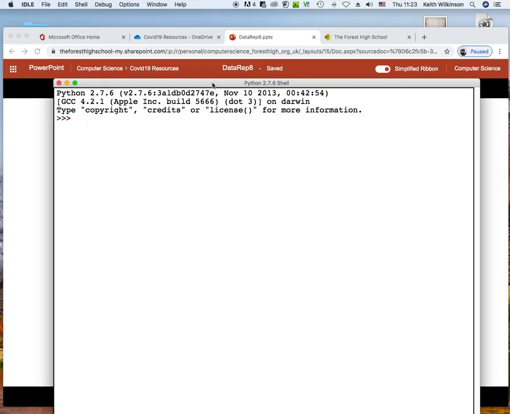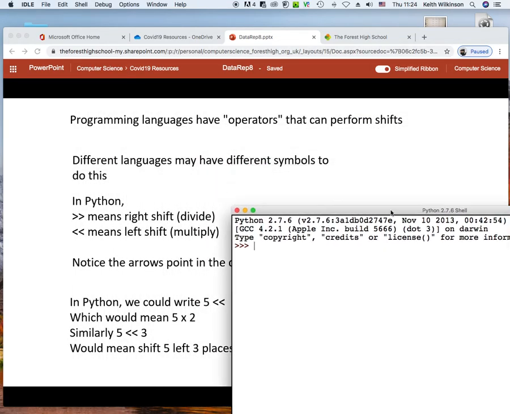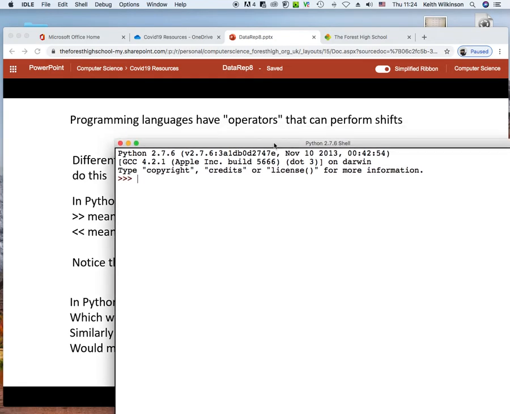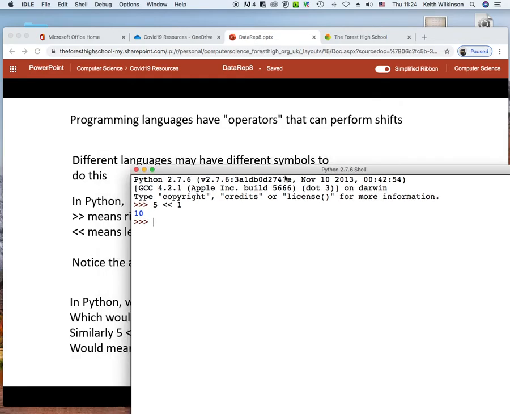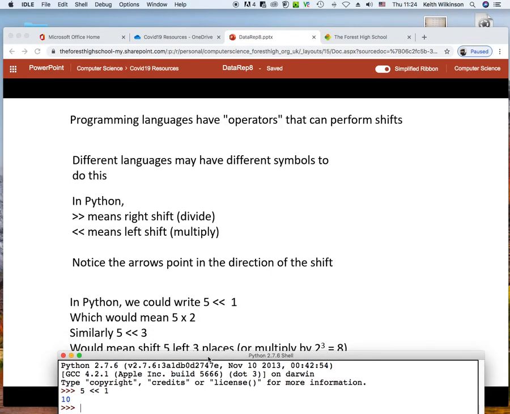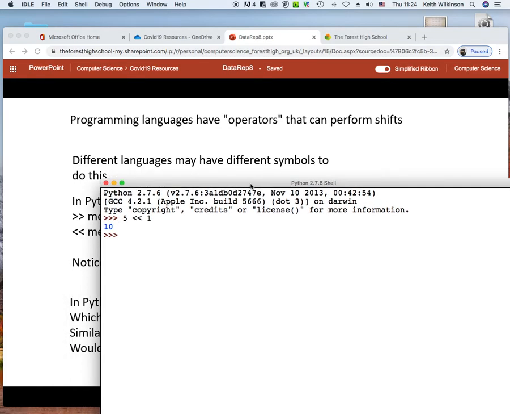So here's my Python. Let's see if I can get some of this back on the screen. I'm going to do this one first. 5, left shift 1, and my answer should be 10. So 5, there's my left shift symbol, whoops, and 1, and my answer is 10. I'm going to do the same with this one. 5, left shift 3, and I should end up with 5 times 8, which is 40. So 5, left shift 3, and I get 40.